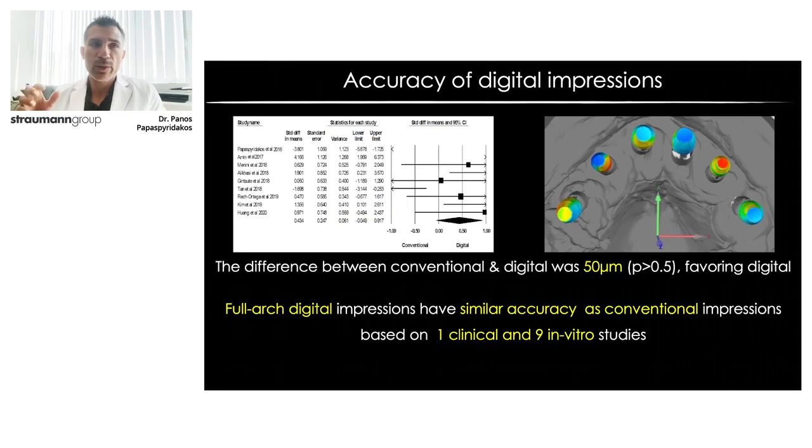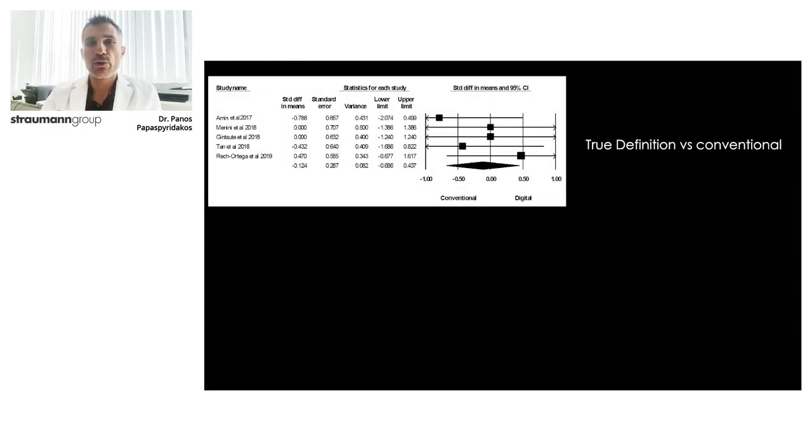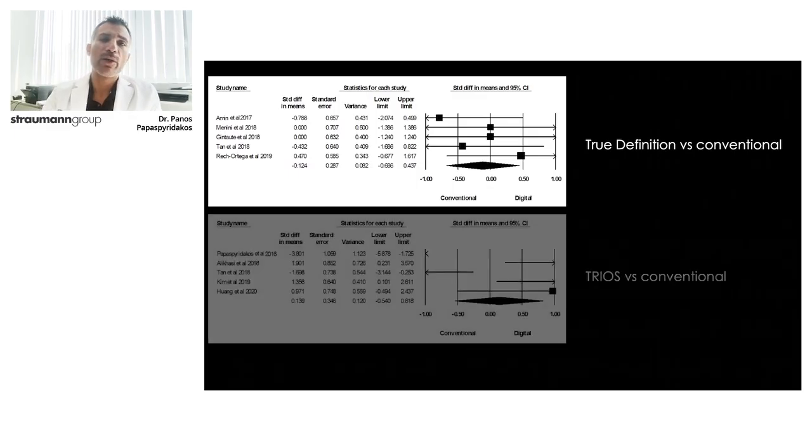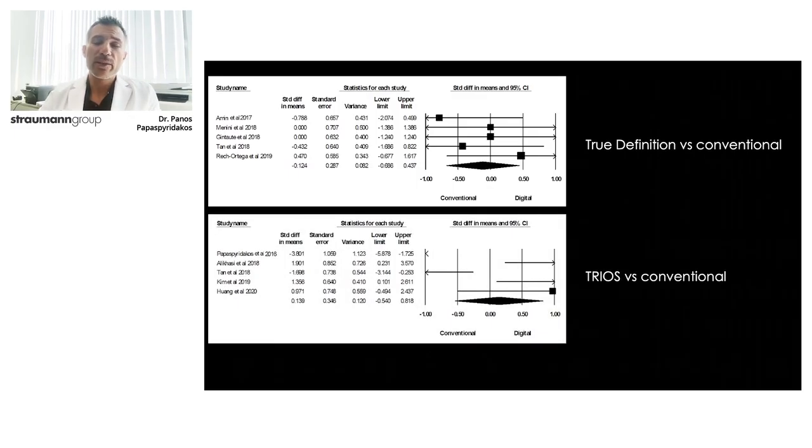Most of these studies were showing accuracy for the full arch digital impression. But here we only used comparative studies, so 9 in vitro, 1 clinical study. And what we did is we drilled deeper into the data and we tried to assess the effect of the scanner on the accuracy. What we found available in the literature was based on two scanners, the TrueDef versus the conventional and the Trios versus the conventional, and no difference was found. So the effect of the scanner does not play a role on the accuracy.